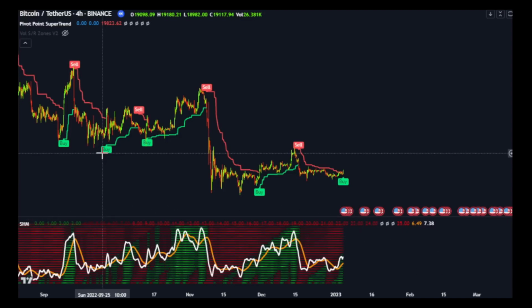So we see that when there are many bullish crosses at the bottom of the indicator, it means a possible reversal. And in the same way, when there are many bearish crosses in the upper zone of the indicator, it means a possible reversal.